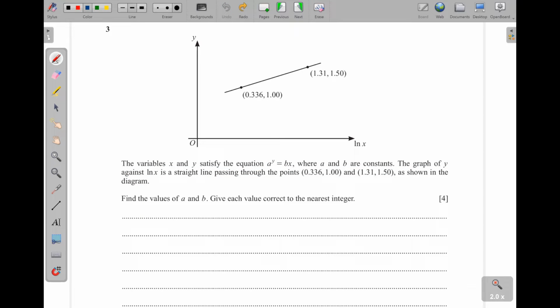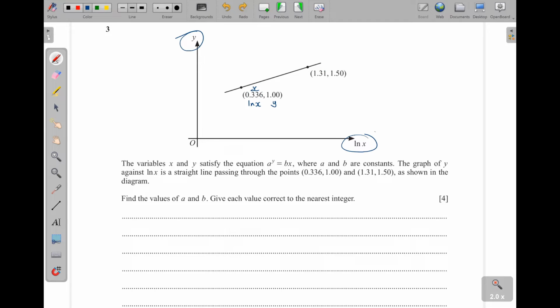Now, before you start such questions, always look at what they have put here on the axis. We have y here and natural log of x. So the coordinates that we are having here, this one is natural log of x and this is y. This one is not x. It is natural log of x.